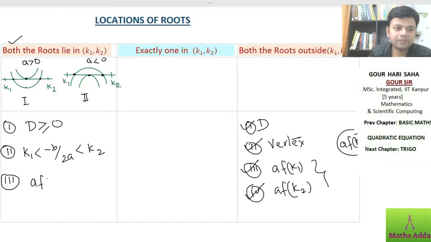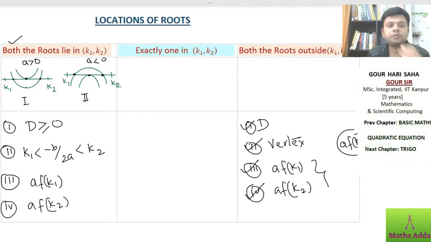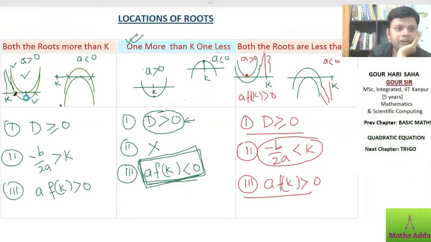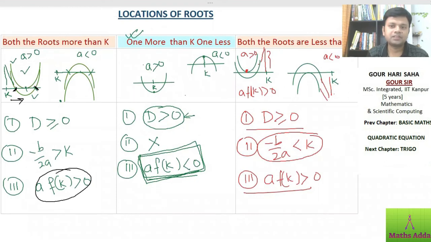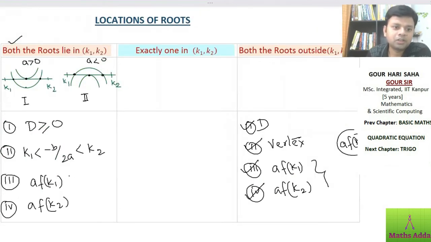Then what is AFK1? Fourth, AFK2. So this is kind of both the roots are on the right side of K. In that case, both the roots alpha and beta are on the right side of K. What is the condition? AFK greater than 0. So this is the same thing. There, AFK1 should be positive. If you observe things in maths, then you can find a pattern and it will help you to remember things by connecting them. So AFK1 will be positive. You can check it here, but there is no need.